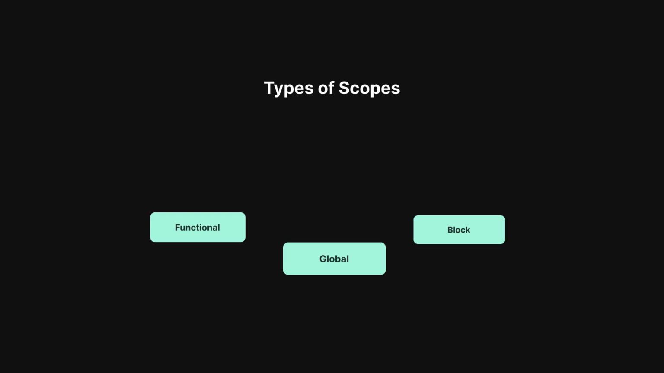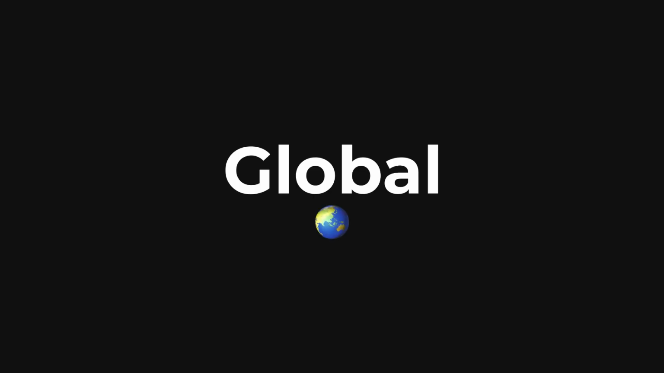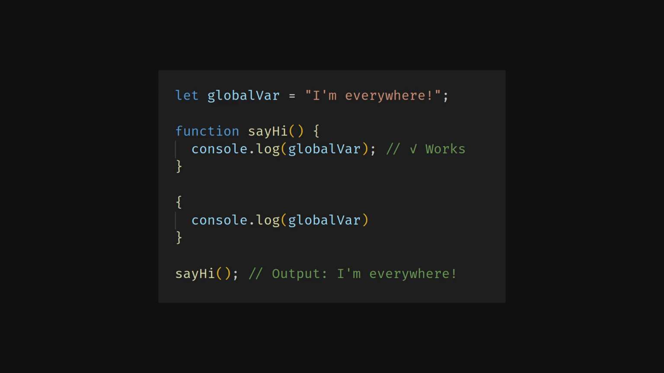Let's start with the global scope. Variables declared at the top level of your code live in global scope. They are accessible everywhere. In this particular example, we have declared a global variable named globalVar, which is accessible from throughout the program. It can be accessed globally, like here. It can be accessed inside this function, and it can be accessed inside these braces as well.